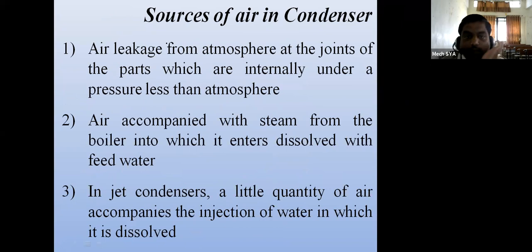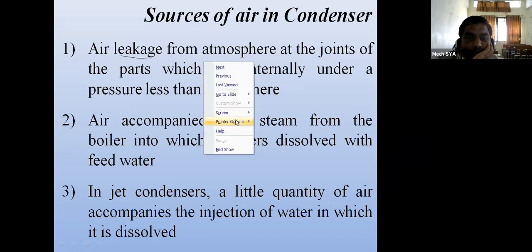Vacuum efficiency is one of the concepts in the condenser topic. First of all, we have to understand the sources of air leakage in the condenser, because we want vacuum. Therefore, we don't want air inside the condenser, but still air leaks into it. Air leaks from the atmosphere through the joints, because internally the pressure is less than atmospheric pressure.